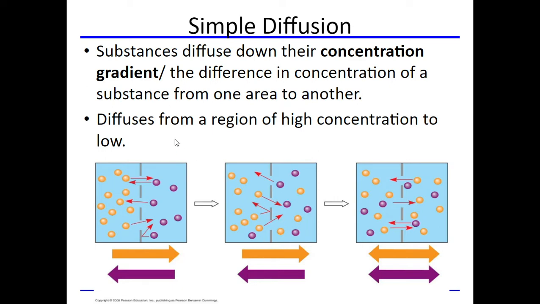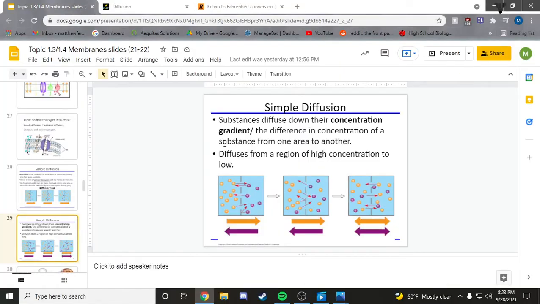It's like if you're going to drop something off a mountain, you'll watch it roll from the high point of the mountain all the way down to the low point of the mountain. Particles diffuse from high concentration to low concentration. And we can look at some of this in action here.